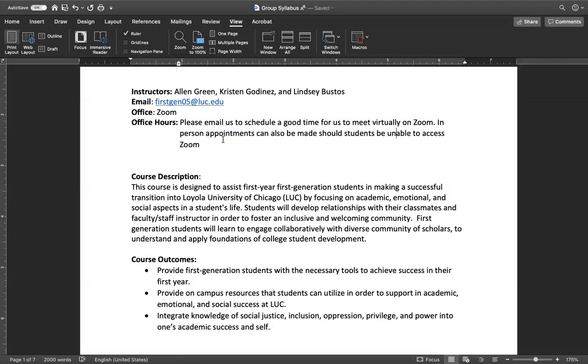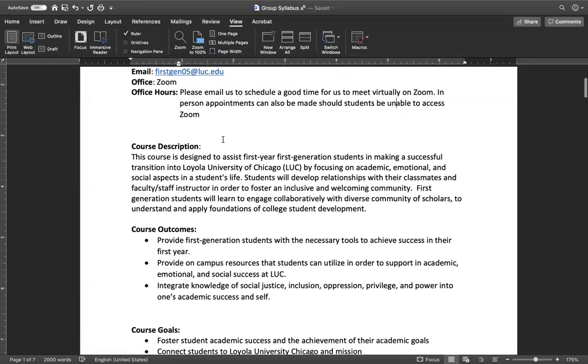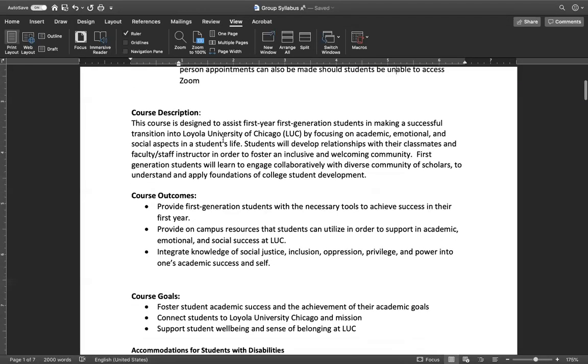So thinking about some of our students who might be commuter students and might not be able to meet with us as frequently as an on-campus student would be, Zoom could be a great way for these students to be able to get access to us. But we also did want to make sure that we kept in-person appointments available for students as well, should they want more traditional assistance in person.